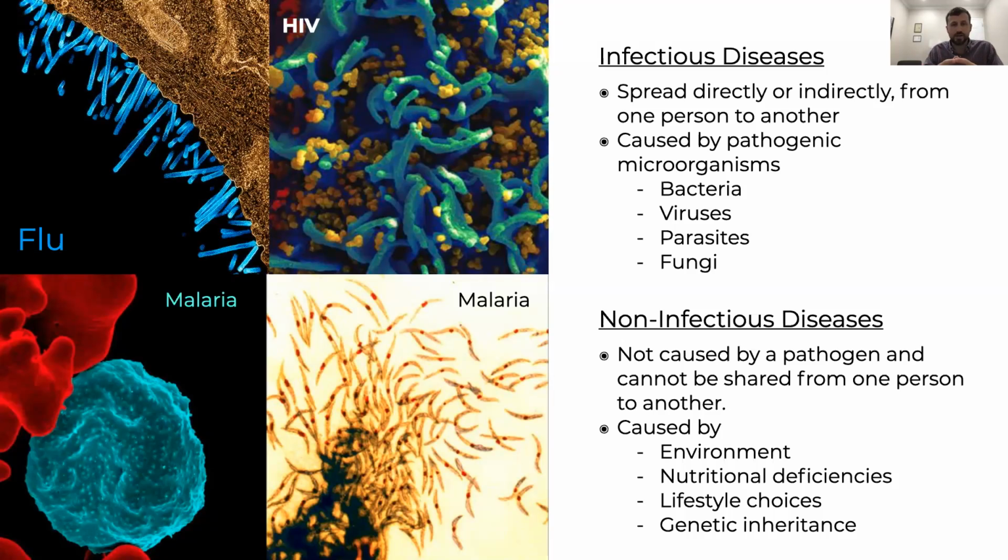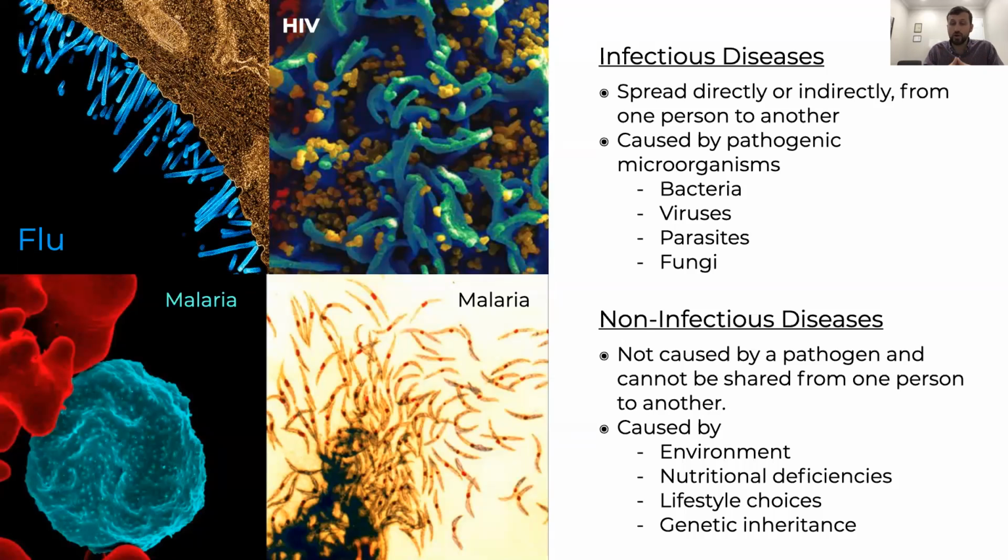Non-infectious diseases are chronic diseases, so they cannot be passed on unless they have a genetic background. And they're caused by such factors as environment, nutrition, lifestyle, and genetic inheritance. The World Health Organization recognizes 4 main types of chronic and non-infectious diseases: cancer, cardiovascular, chronic respiratory diseases like asthma or chronic obstructive pulmonary disease, and diabetes.